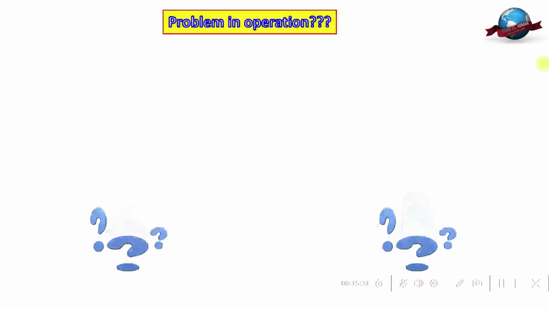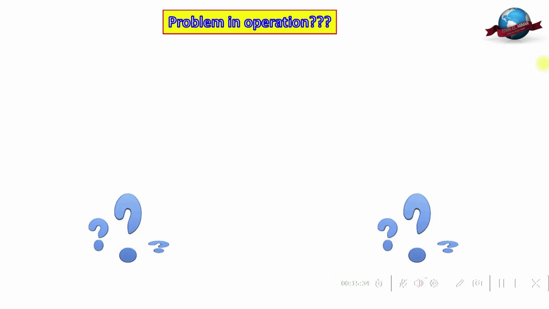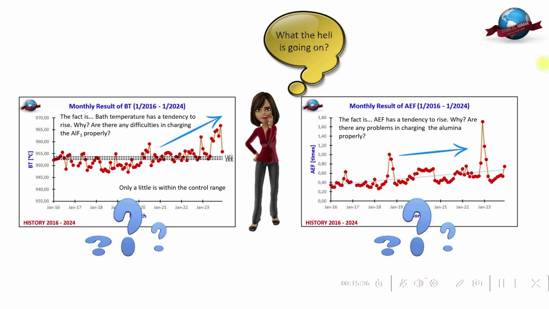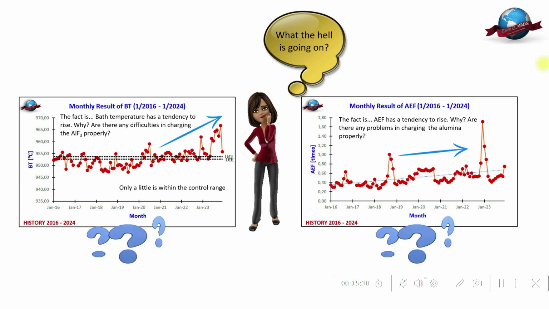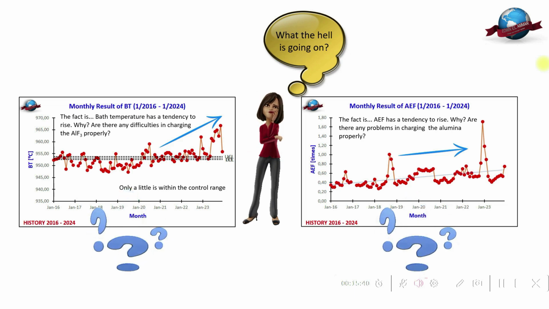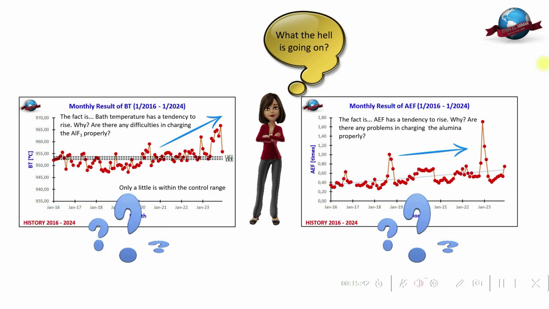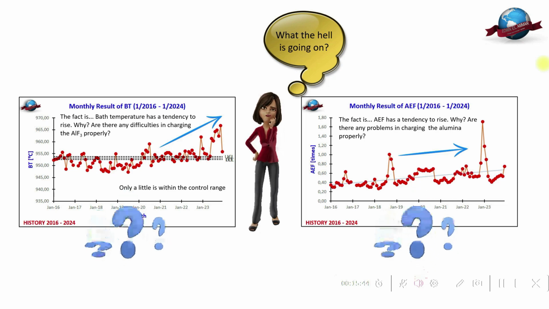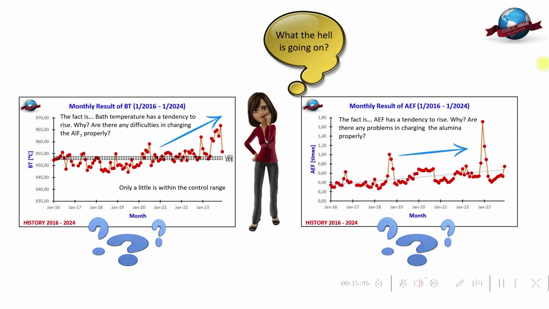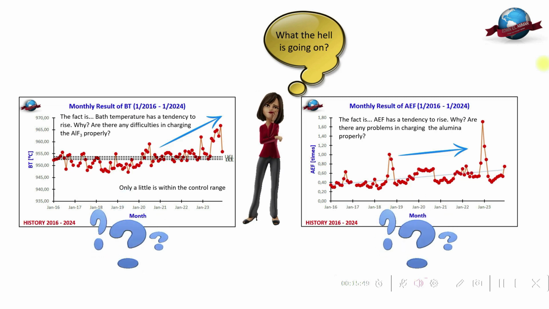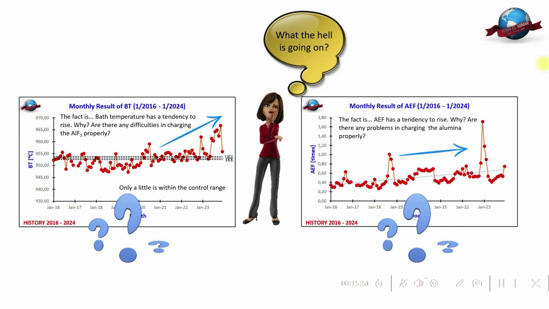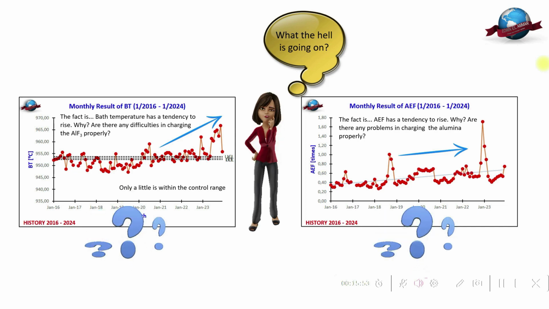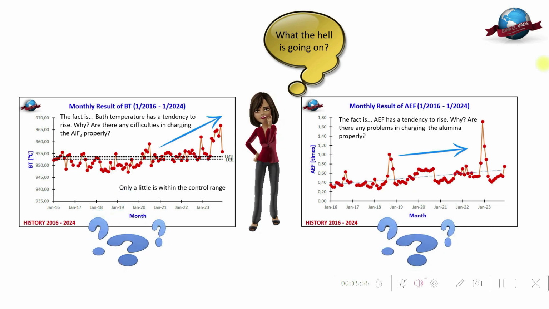Problem in operation? What is going on? The fact is, anode effect frequency has a tendency to rise. Why? Are there any problems in charging the alumina properly? By the way, only a little is within the control range. The fact is, bath temperature has a tendency to rise. Why? Are there any difficulties in charging the aluminium fluoride properly?